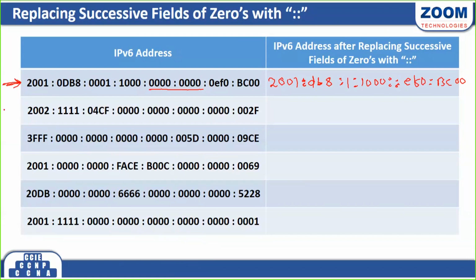Second example. Four fields are represented simply with a double colon. Yes, we assign four fields, and the remaining four your PC understands: where you mention a double colon, it can place four fields of 0 in that section.